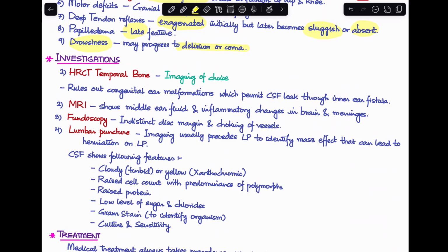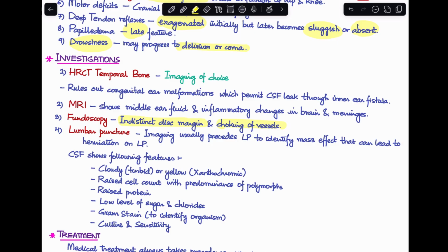Now, in cases of meningitis, the imaging method of choice is an HRCT of the temporal bone, which helps you in also ruling out congenital ear malformations which permit the CSF leak through inner ear fistula. Next is MRI, which will be more sensitive. It will show middle ear fluid and any inflammatory changes in brain and meninges. Third, because we know papilledema is a feature of the disease, we can perform a fundoscopy. And on fundoscopy, we'll see indistinct disc margin and choking of vessels.